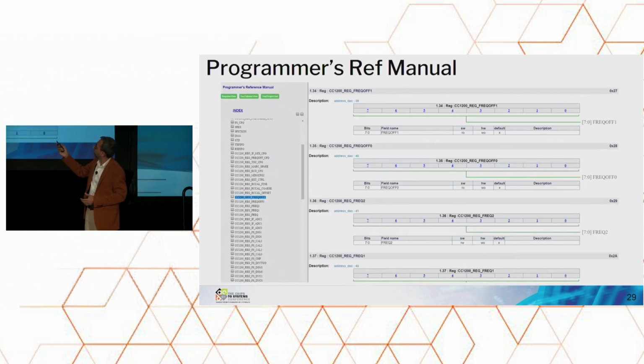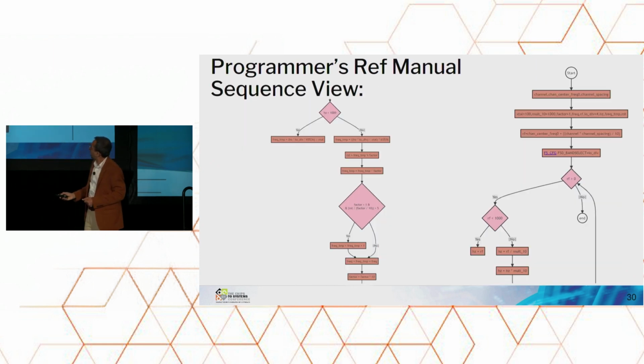We also generate a programmer's reference manual now. So the registers are here, all the frequency 0, 1, 2, whatever. Those are all the registers. And then a programmer's reference manual, the sequence view, which is like showing the graphical representation of how the programming happens. Right?